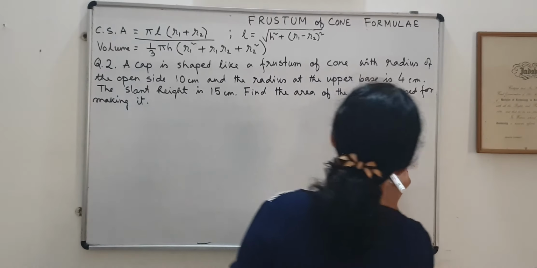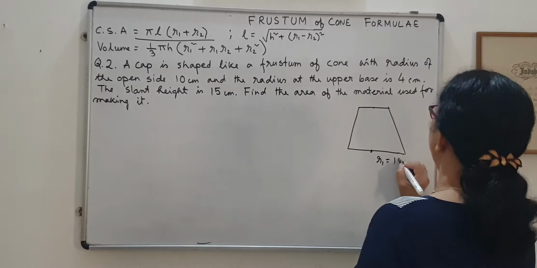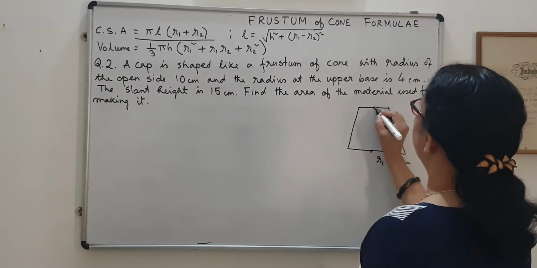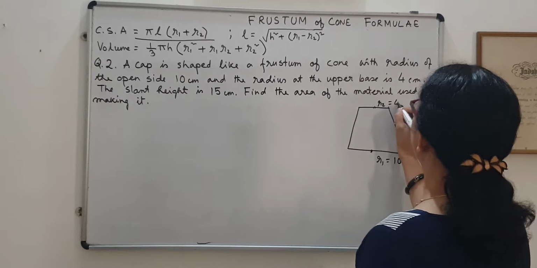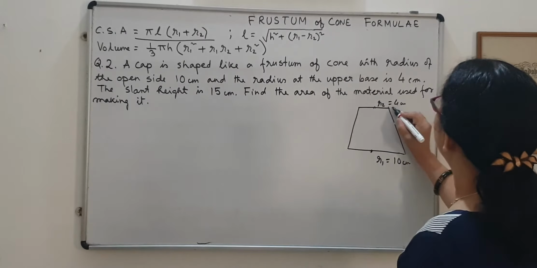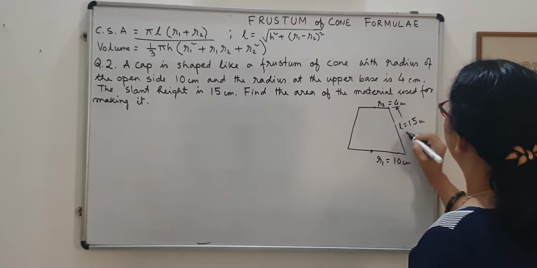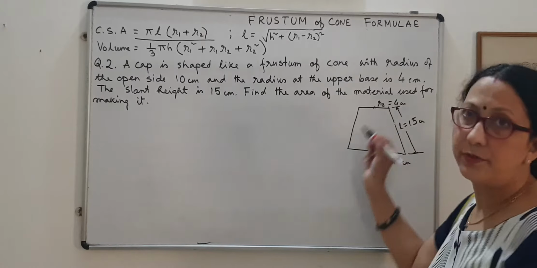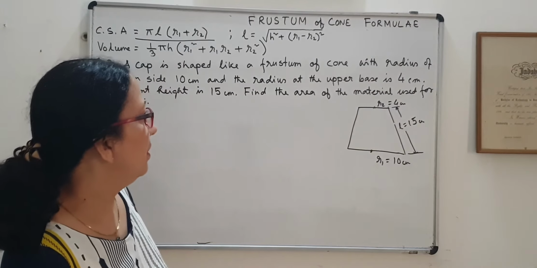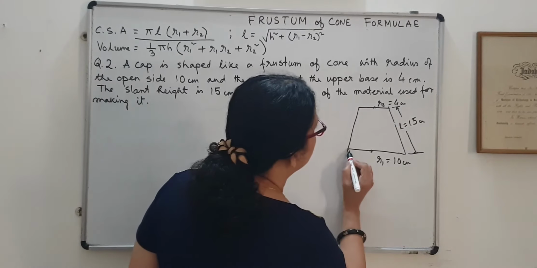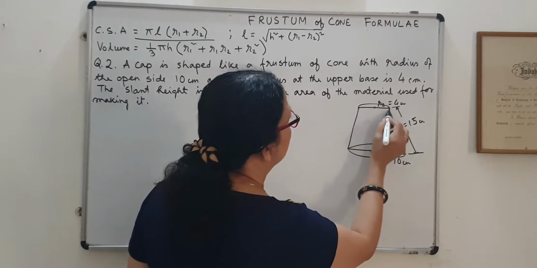So R1, the radius at the open side, is 10 centimeter, and the radius at the upper base, that is R2, is equal to 4 centimeter, and the slant height L is equal to 15 centimeter. So these are the dimensions given of the cap, which is in the shape of a frustum of a cone. Now this side is open, and this side is closed.